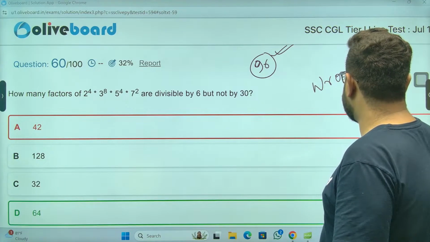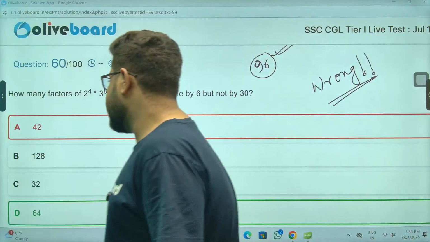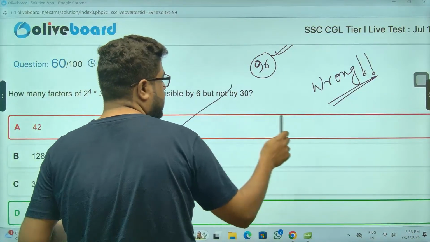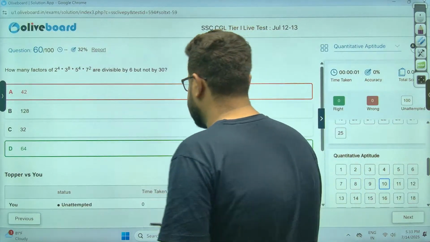But the question is not wrong, the solution is wrong. I'll have to check. 96. I'll talk to the team about this. Yes, this is wrong. 96 must be the correct answer without any delay.